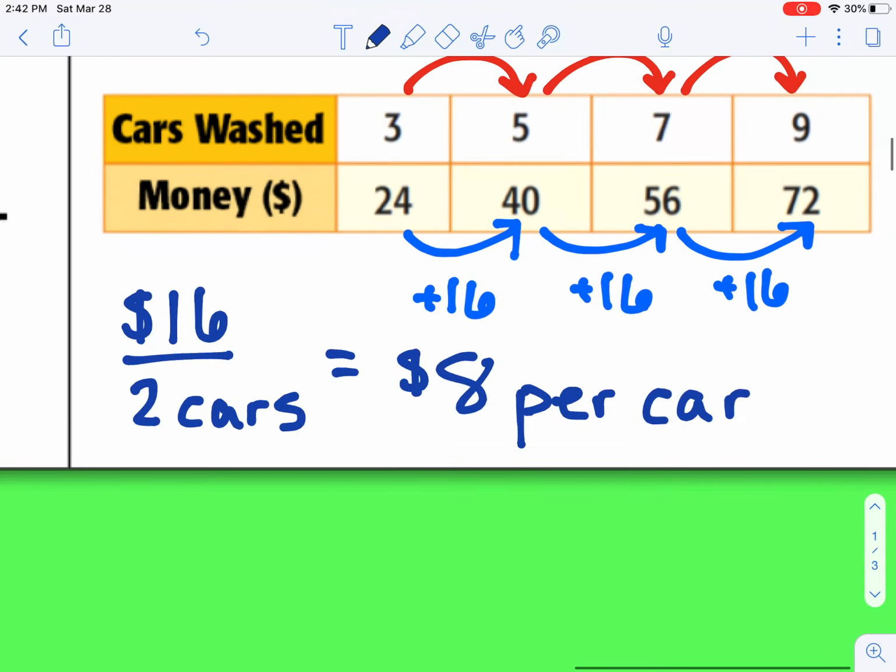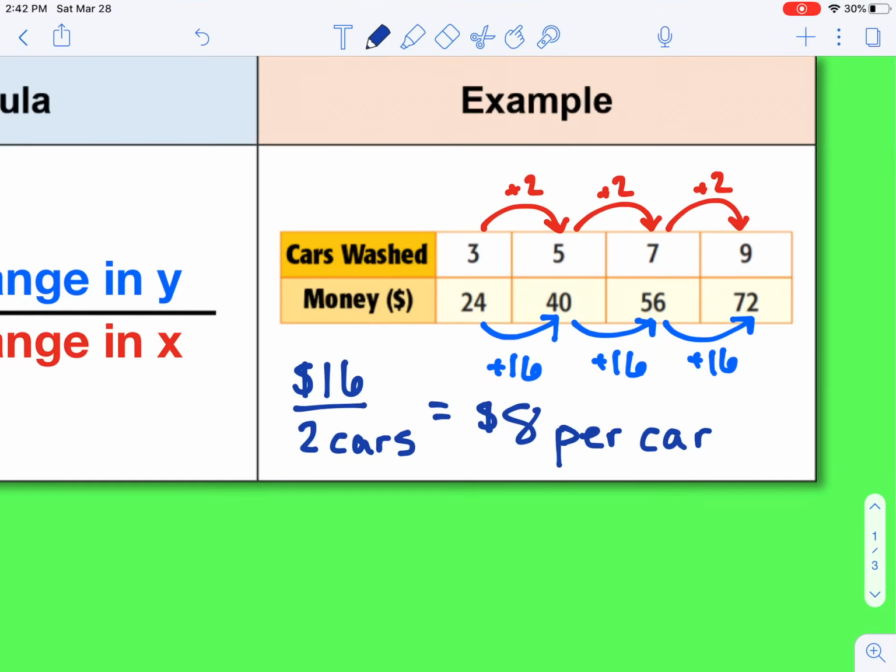Now a couple things we need to remember when we're calculating rate of change. One, sometimes it's kind of confusing to figure out what is my x and what is my y. I will tell you that 99.9% of the time, if money is involved, it is y. I'll also tell you that 99.9% of the time, if time is involved, whether it's minutes or hours or seconds or days or years, that's going to be our x, and that'll be very, very helpful for us.